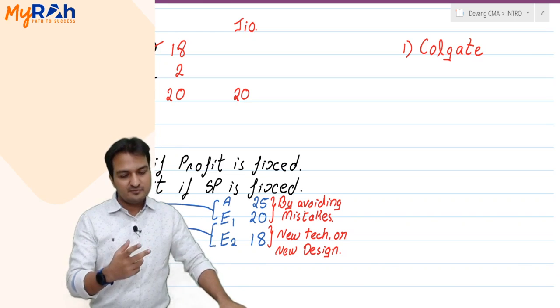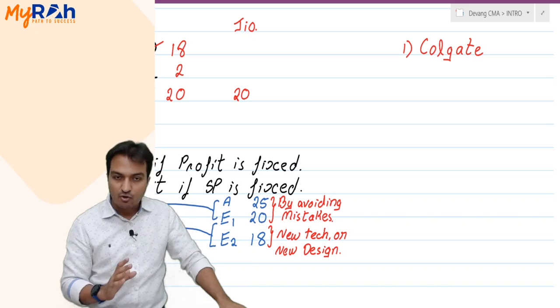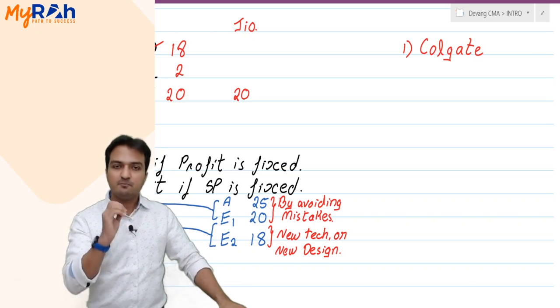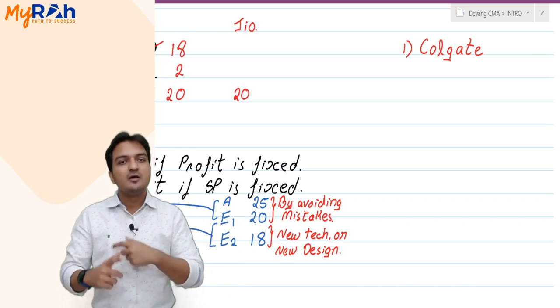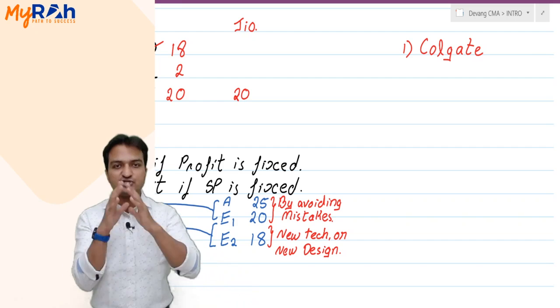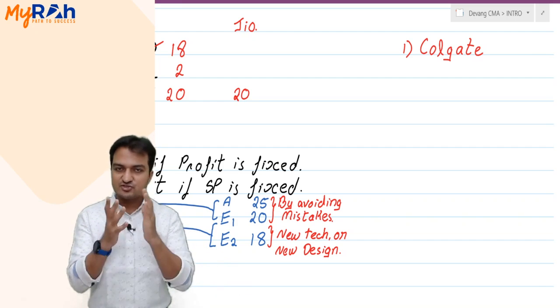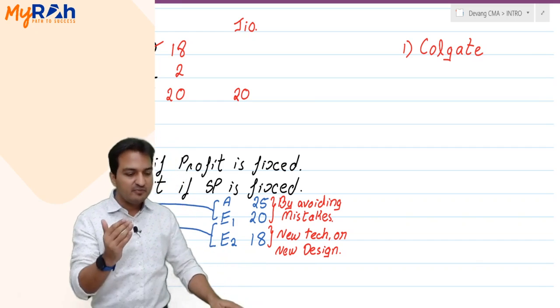Now, yes, you might say that it was ethically wrong. Yes, it might be ethically wrong, but look at the brilliance of the idea. Just by increasing the nozzle size by a few millimeters, it gave a tremendous increase in sales to the company. That is a change of design. In fact, in this particular case, let me be frank with you.